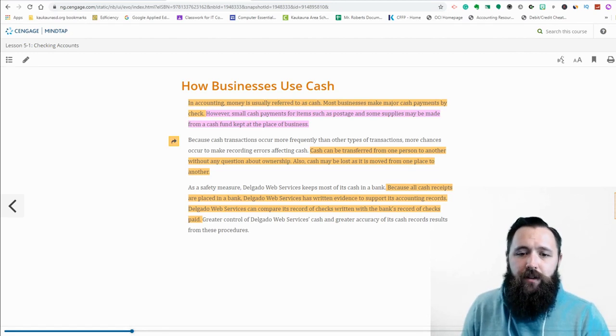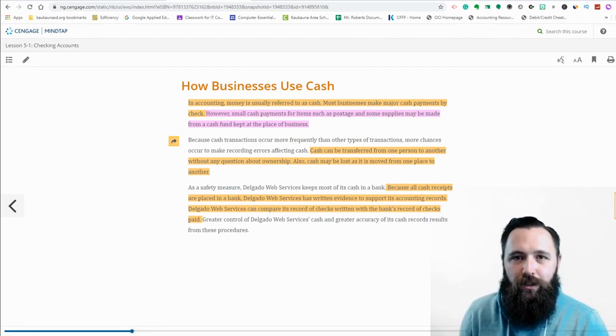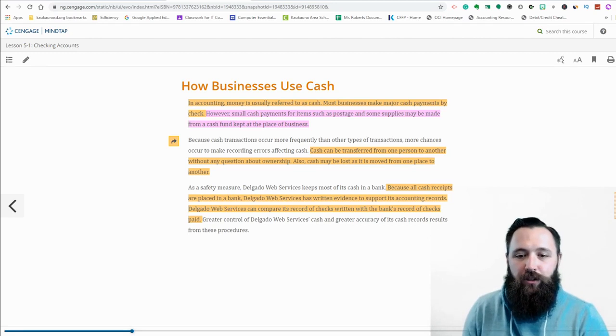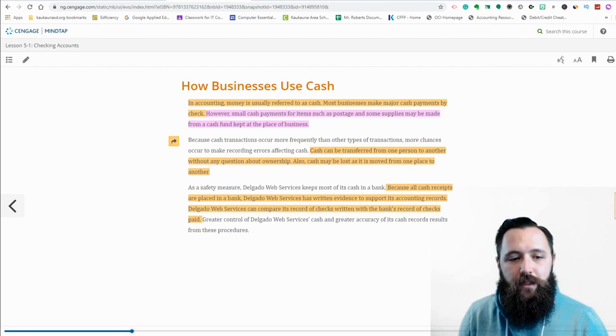It says, as a safety measure, Delgado Web Services keeps most of its cash in the bank. If you're a business, you're going to do that. The more money that you have laying around, probably the worse it's going to be. So you don't really want to do something like that. Because all cash receipts are placed in a bank, Delgado Web Services has written evidence to support its accounting records.